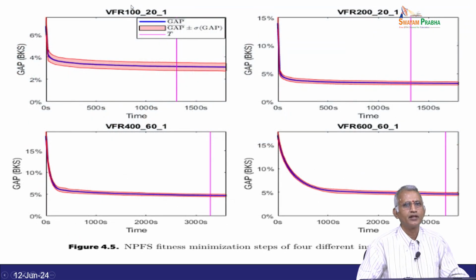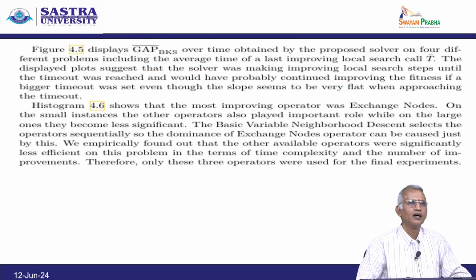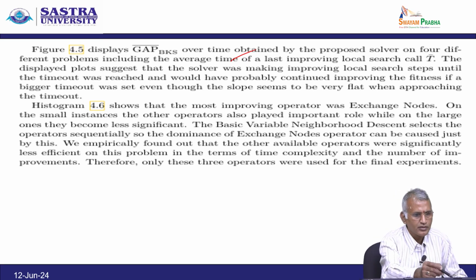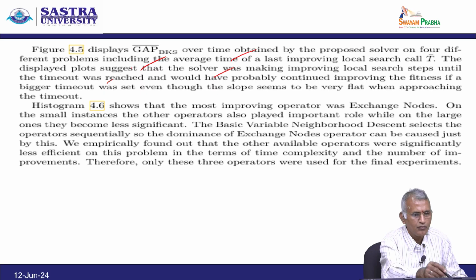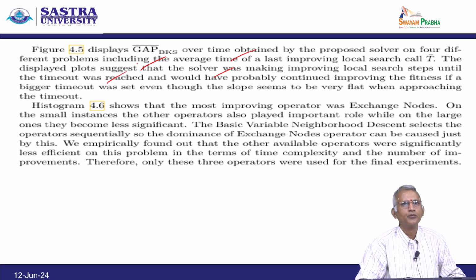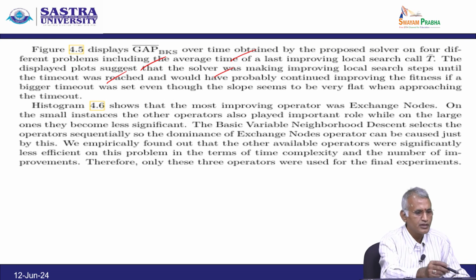So, this is the picture of the fitness minimization steps for 4 different instances, and the figure displays the gap BKS over time obtained by the proposed solver on 4 different problems, including the average time of the last improving local search called T bar. The displayed plot suggests that the solver was making improving local search steps until the timeout was reached and would have probably continued improving the fitness if a bigger timeout was set, even though the slope seems to be very flat when approaching the timeout.